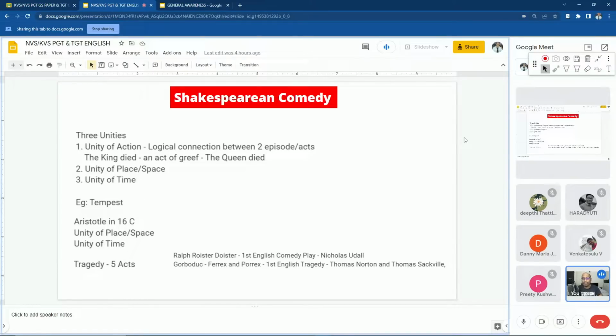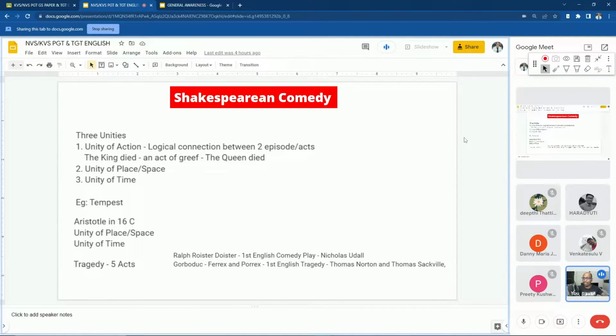Whichever play I feel is important from the examination point of view, I have taken a few plays. I have completed the Shakespearean tragedies, Macbeth, Hamlet, Julius Caesar, and then the comedy Tempest, and today we are going to discuss As You Like It. There are so many other plays, you have to read them on your own.